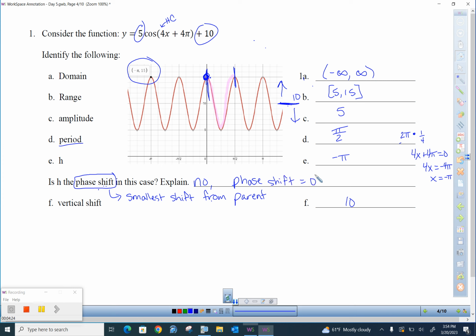Because you don't need a translation to get to this same identical graph. Essentially what we're saying is this is equivalent to 5 cosine 4x plus 10. Nothing extra is needed. If you graph that, it would look identical to this one. Okay? We could also graph it with a pi over 2 as the h value, negative pi over 2 as the h value, and so on. Any of these maximum values, but phase shift by definition is the smallest.